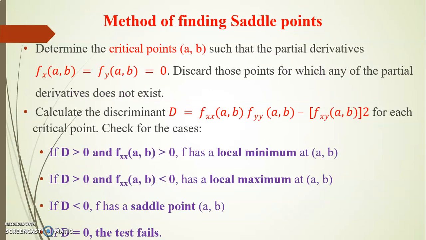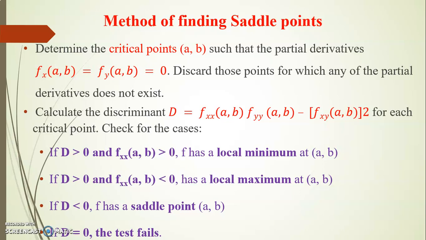Determine the critical points a, b such that the partial derivatives fx of a, b is equal to fy of a, b is equal to 0. Discard those points for which any of the partial derivatives does not exist. Next, calculate the discriminant d is equal to fxx of a, b into fyy of a, b minus fxy of a, b square for each critical point.